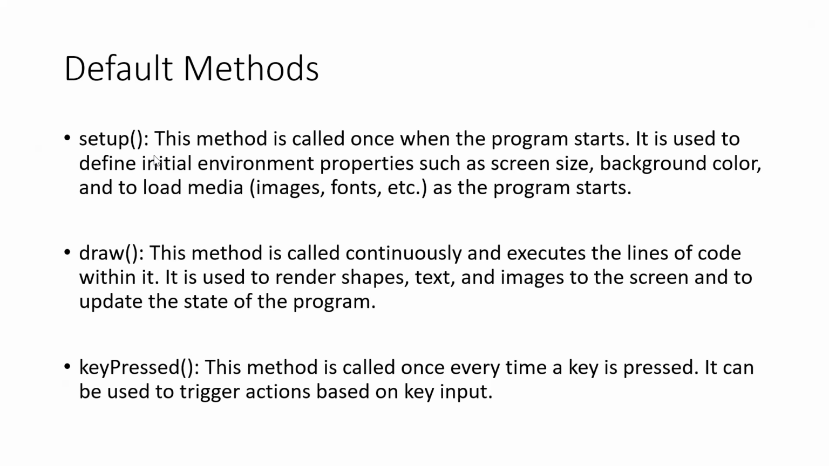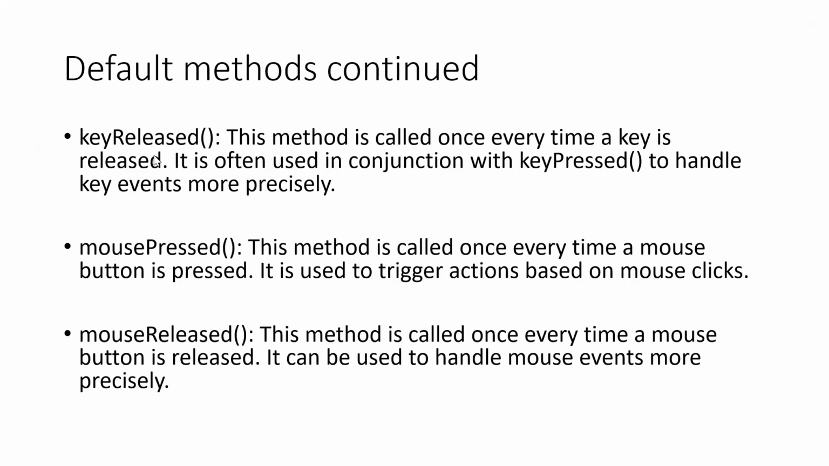Then there is a default method called draw, which is called continuously and executes the lines of code within it. It is generally used for shapes, text and sizes of images, and to update the state of the program. Key press: if you want to press some key on the keyboard, you need to execute this method. Similarly, key release: when you release the key, you can call this method.